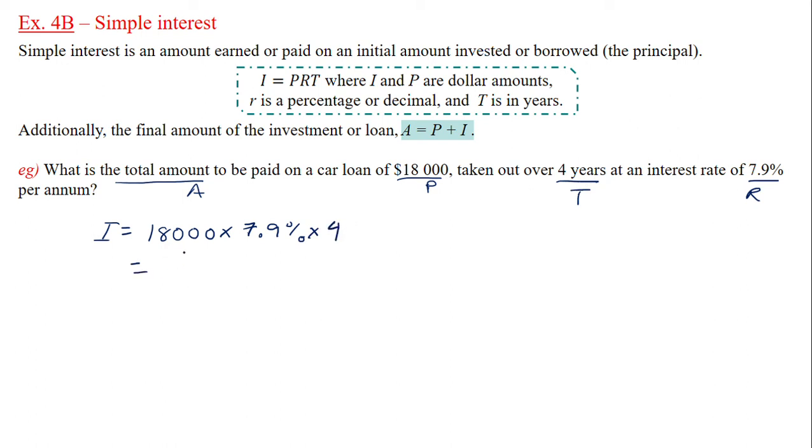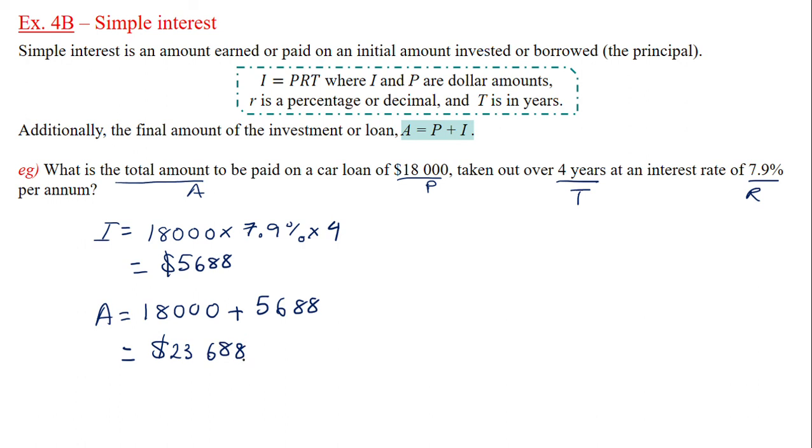When I put that into my calculator, I get $5,688. So that's the amount of interest on top of the loan that I need to pay. So the total amount to be repaid is the $18,000 I initially borrowed, plus the $5,688 of interest that my loan has accumulated. So the total amount that I need to pay for this car is $23,688, which sounds like an awful lot of money.